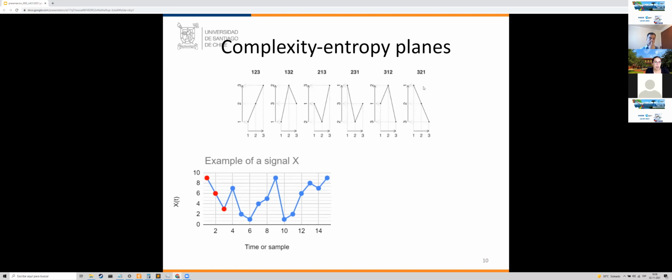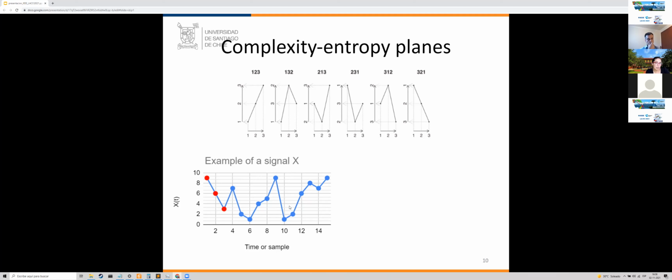Imagine here we have a simple signal of cerebral blood flow velocity, where the x-axis represents time or sample, and the y-axis the value of the series at a time or sample. Here above, we have a combination of segments of length 3 that we will later count in our signal sample.